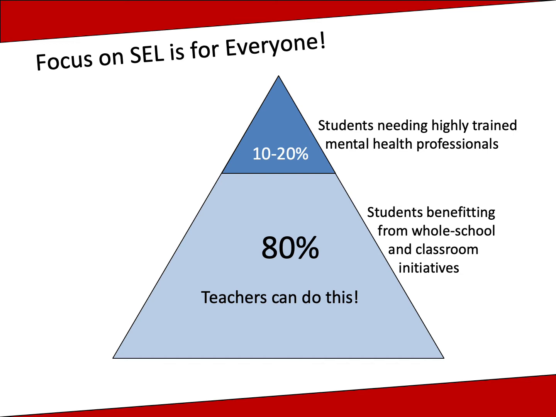And social-emotional learning is for everyone. Today we are focusing on the approximately 80% of students in our classrooms who are highly functioning and show relatively few signs of learning or behavioral difficulties. In addition, I want to recognize there is still another 10 to 20% of students who need the support of highly trained mental health professionals, such as your school counselor, social worker, or psychologist.